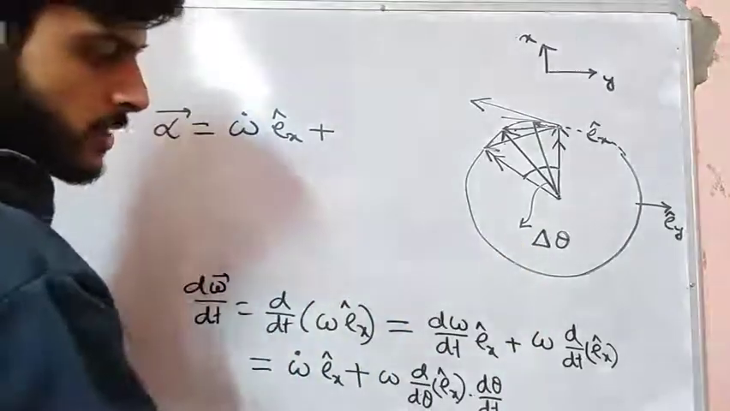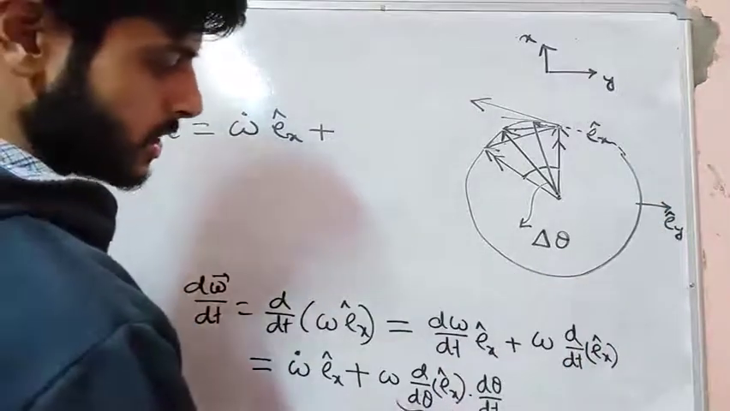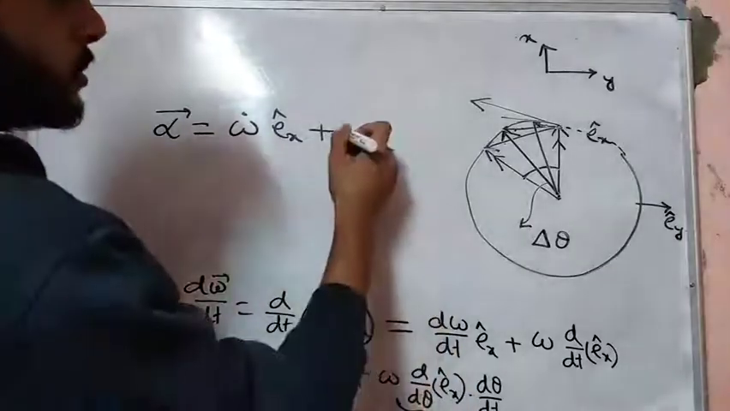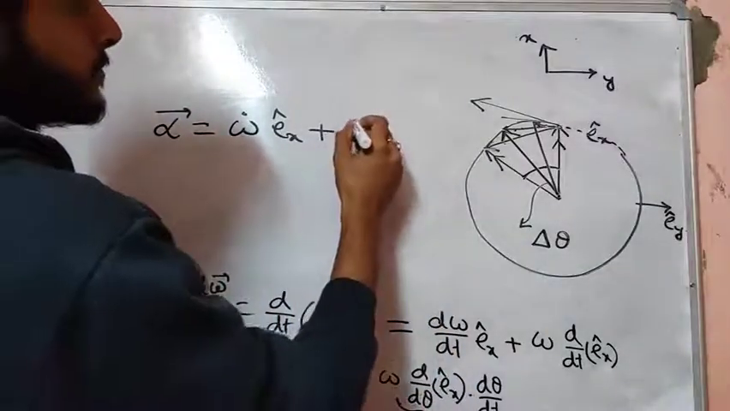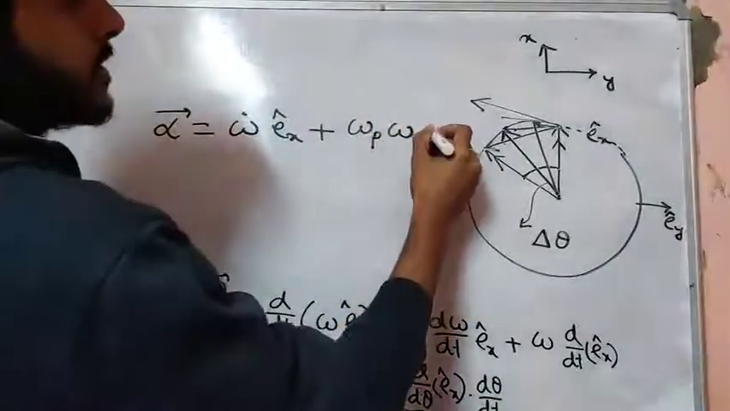So dex by d theta is opposite to ey, right? So dex by d theta is basically minus ey, right? And d theta by dt we call it as omega p, let's say. So dex by d theta is minus ey.